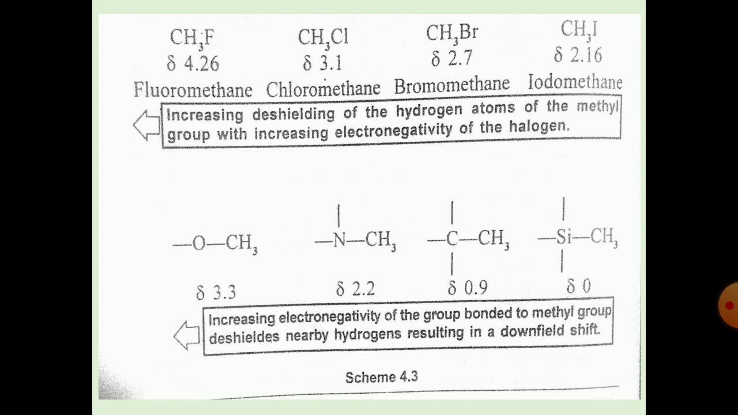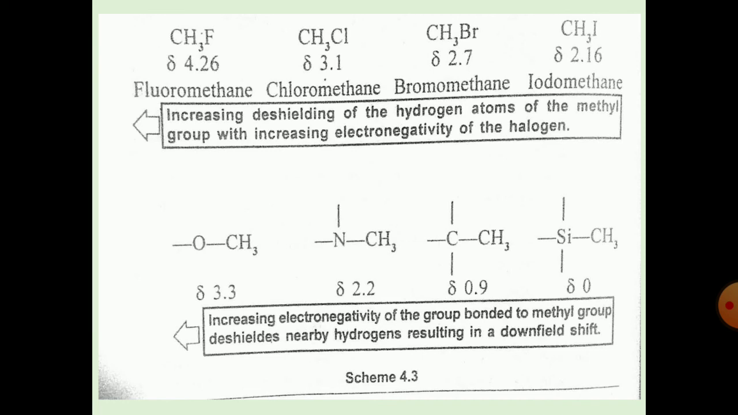Then the effect of other electronegative atoms. A similar situation prevails for the methyl proton attached to carbon, nitrogen, or oxygen. In other situations, a proton in a particular environment shows almost the same chemical shift whatever molecule it happens to be part of. Thus primary, secondary, and tertiary hydrogens, in the absence of other nearby substituents, are observed around the same value. For fluoromethane, the delta value is 4.26. Then chloromethane is 3.1, bromomethane is 2.7, and iodomethane is 2.16.